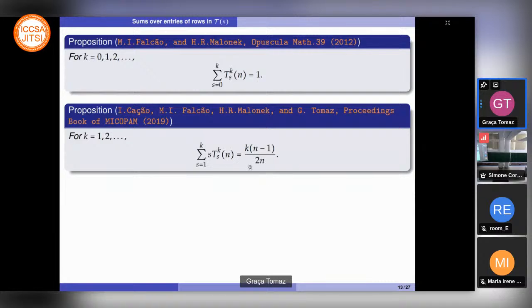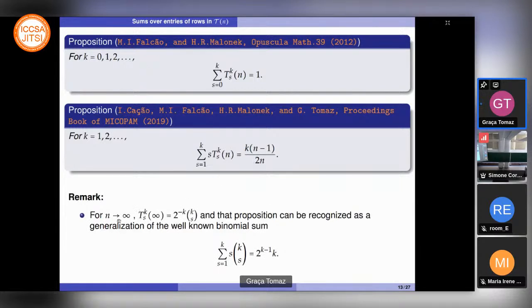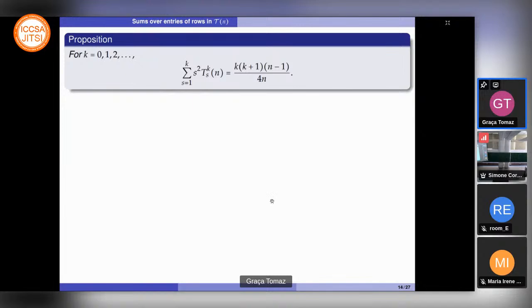And it is interesting to note that in the limit case, when n tends to infinity, these coefficients have these values, and this result can be recognized as the generalization of this well-known binomial sum. Here we have another sum. In this case the square of S appears.